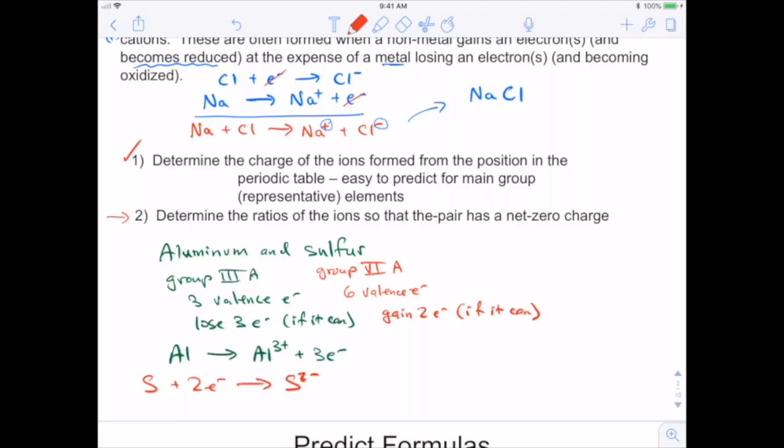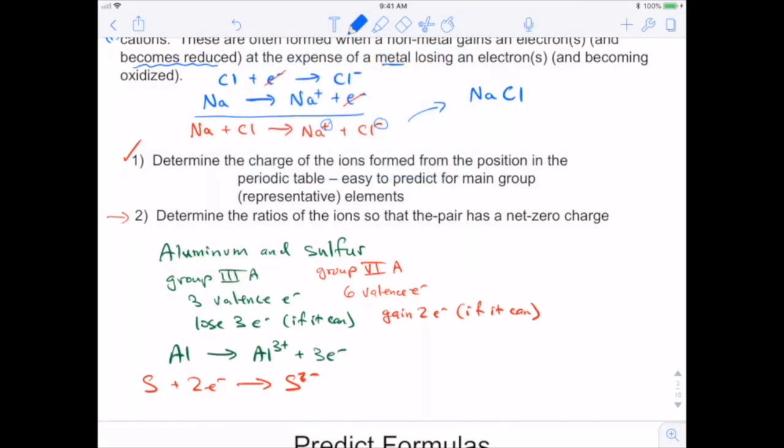Now with sodium and chloride, that was easy because one was a +1 and one was a -1. So when you put them together, they net out to 0. That's not going to be the case if we just take one aluminum ion and one sulfide ion. Aluminum ion has 3 plus charges and a sulfide ion only has 2 minus charges. So that doesn't equal 0. So there are 2 ways that you can do this.